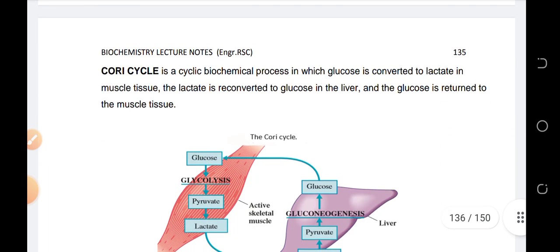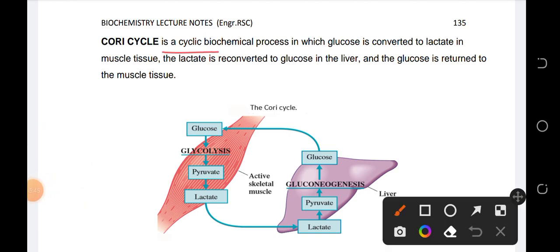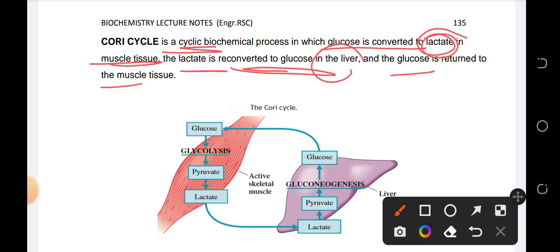Okay? Then we also have Cori cycle. Sinabing Cori cycle, this is a cyclic biochemical process in which glucose is converted to lactate. So, remember, lactate is one of the fates of pyruvate aside from acetyl-CoA sa human body. But this occurs during anaerobic reaction. Okay, so it could be stored in the muscle tissue, and the lactate is then reconverted to glucose in the liver, and that glucose is returned to the muscle tissue.